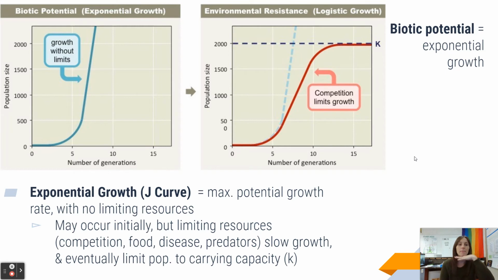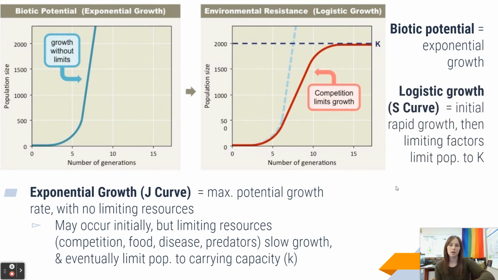Now, if you remember biotic potential, when we talked about it a few notes ago, that's when organisms are reproducing at their maximum rate. So biotic potential is when we're seeing exponential growth. Now, the second graph that we have here on the right-hand side is a logistic growth curve. It is also called an S curve because it's shaped like an S.